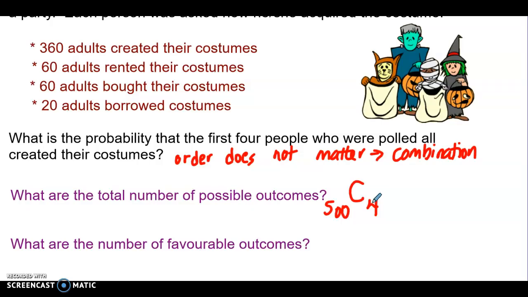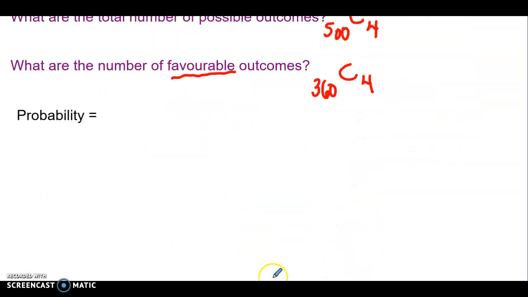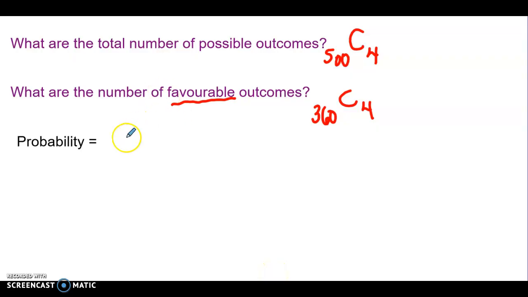We then look at the number of favorable outcomes. Our favorable outcomes are people who created their costumes. We can see that 360 adults created their costumes. So of the 360, we are looking for the first 4 people where order does not matter. Finally, we look for the probability, given our probability is our favorable outcomes over the total.